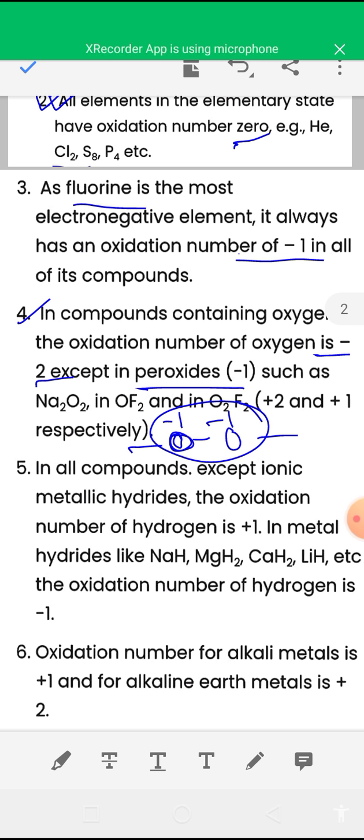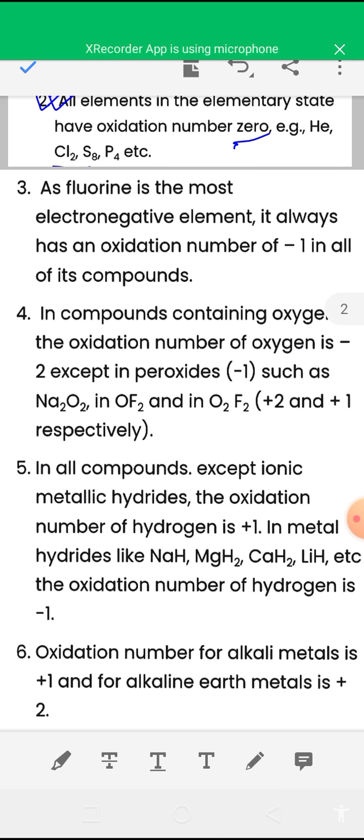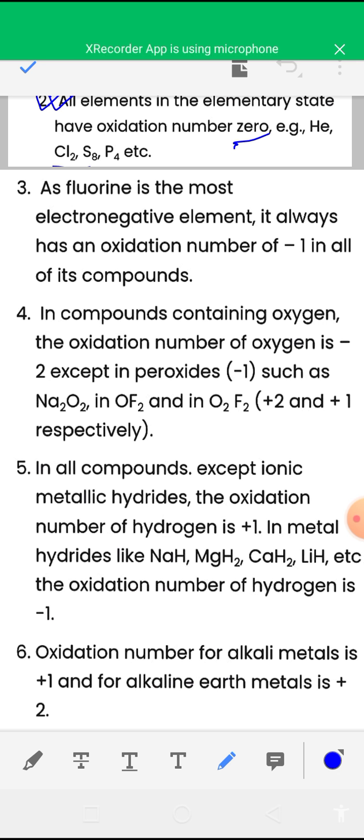Okay, and oxidation number of oxygen generally is -2, and oxidation number of oxygen in peroxides such as sodium peroxide Na2O2, in hydrogen peroxide H2O2 is -1, and oxidation number of oxygen in OF2 and in O2F2 is +2 and +1 respectively.